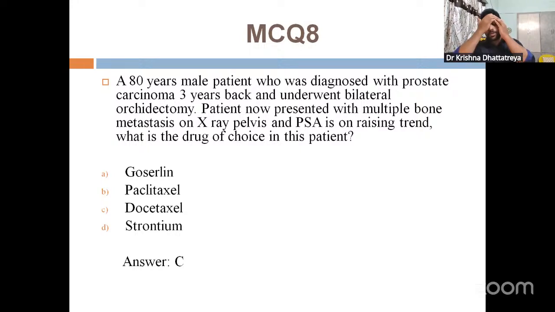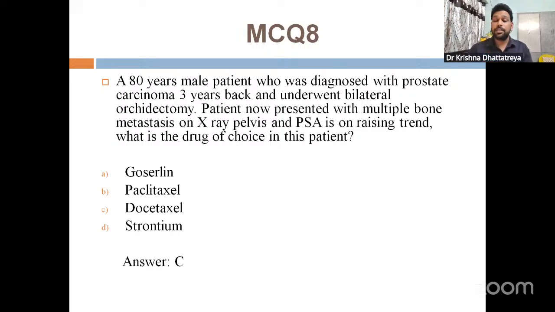This question is based upon the management of metastatic carcinoma prostate. Here, an 80-year-old male patient is a known case of prostate carcinoma diagnosed 3 years back, and he also underwent bilateral orchidectomy. So what information are you able to get from this bilateral orchidectomy? It means both the testes are already knocked out. That means the gonadal testosterone is already suppressed.